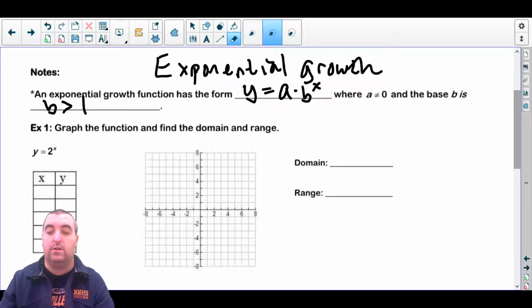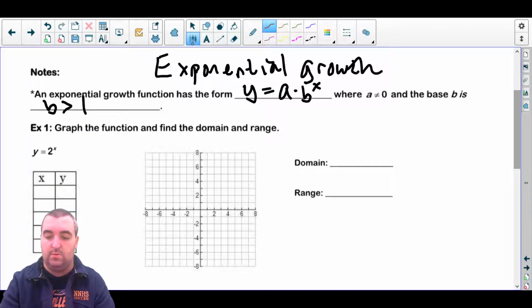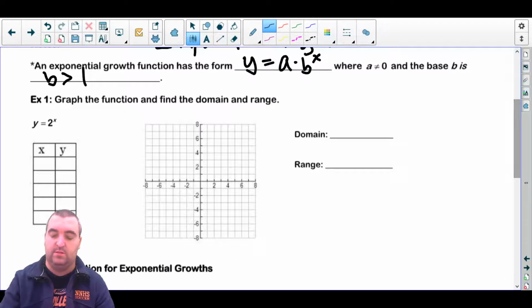Today we are talking about exponential growth. An exponential growth function has this form: y equals a times b to the x, where a can't be 0 because that would make the whole thing 0, and the base b is greater than 1. Okay, so let's look at our first example here of just one. Let's graph it real quick.